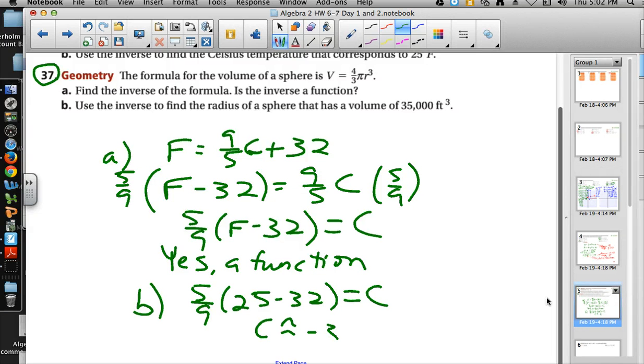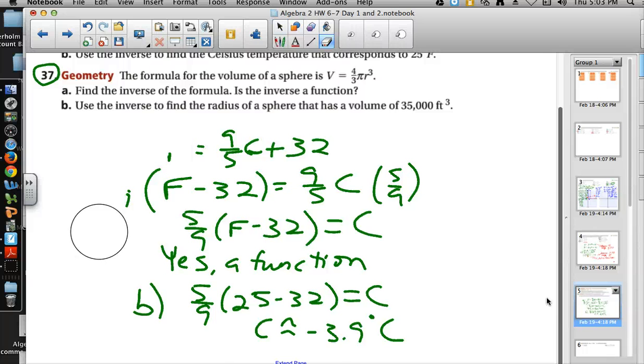Approximately -3.9 degrees Celsius. So that's the nice thing about it, especially if you're in science class and you have a lot of conversions that you have to do. That's the nice thing about converting that formula first. That was part B.